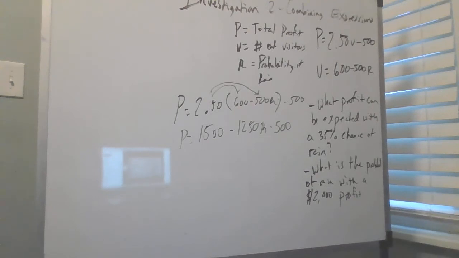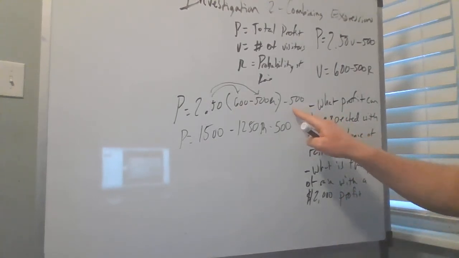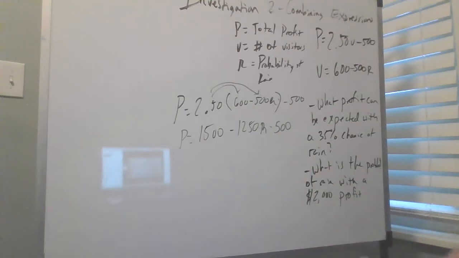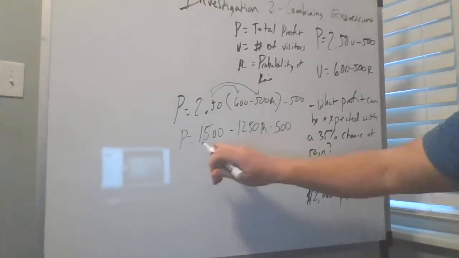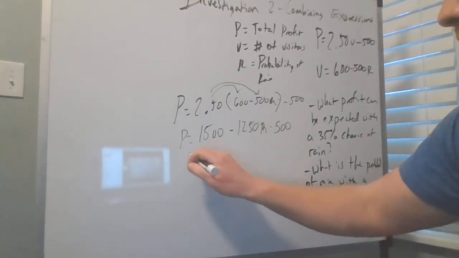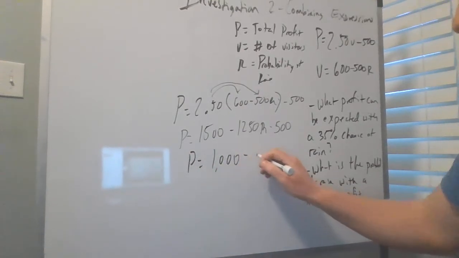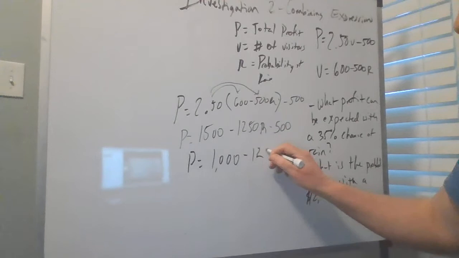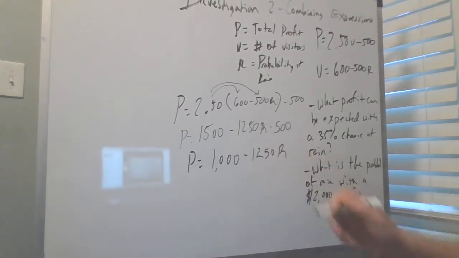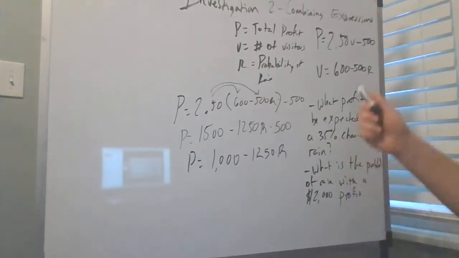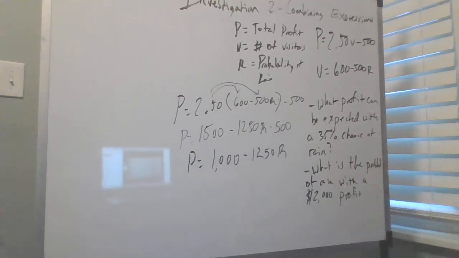Now remember, I'm a big fan of being efficient with your time, so you always combine like terms. This equation is equivalent to this expression, but this can go one step further. Combine my like terms. I have these right here. So your profit is going to be 1000 minus 250R. Okay? Now we can quickly answer these questions, and less work means more accuracy.